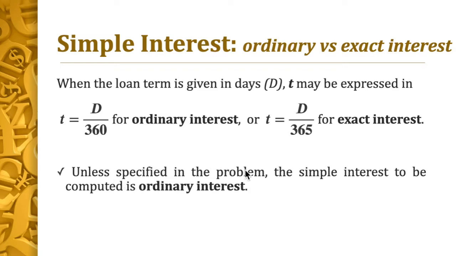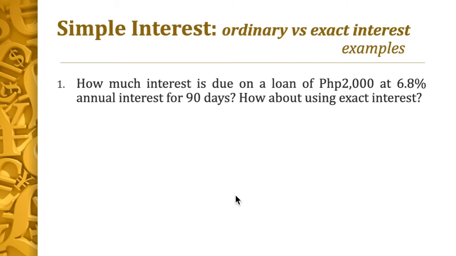Unless specified in the problem, the simple interest to be computed is ordinary interest. Okay, unless specified. For the first example, let me read: How much interest is due on a loan of 2,000 pesos at 6.8% annual interest for 90 days? How about using exact interest? Since in the first problem there's no specific type of interest given, that's going to be ordinary. That's why the second question asks us specifically for the exact interest.